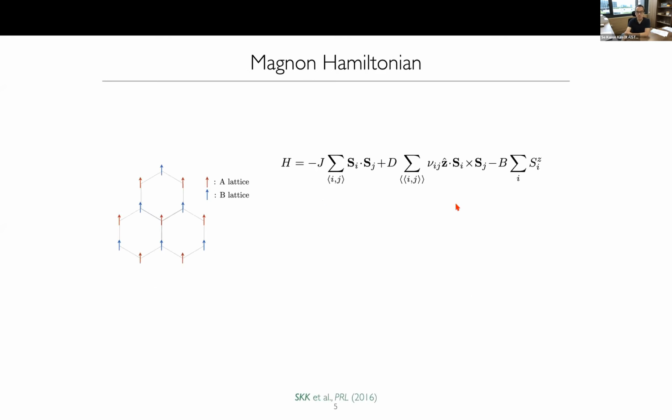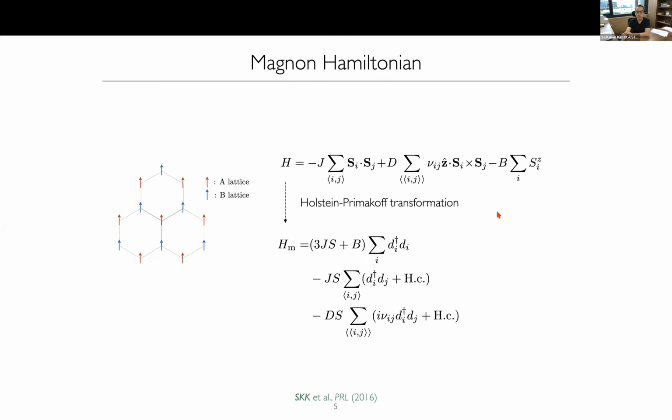So we have this effective spin Hamiltonian, and by performing the so-called Holstein-Primakoff transformation, we can get a tight-binding Hamiltonian for magnon operators. Here, a_i is the magnon annihilation operator at site i. The a_i dagger is the magnon creation operator at site i. And this first term is the on-site term. The second term is the hopping term between nearest neighbors coming from exchange energy. The last term is the hopping term between next-to-nearest neighbors coming from the Dzyaloshinskii-Moriya interaction.